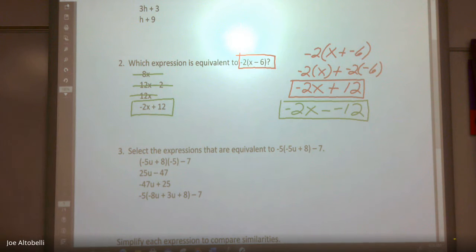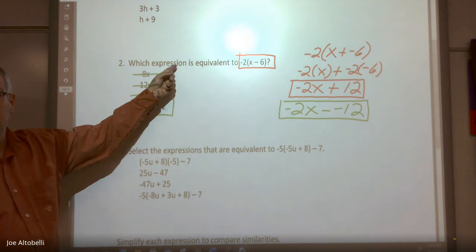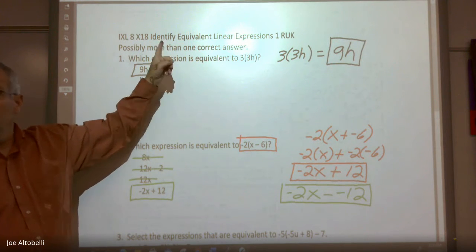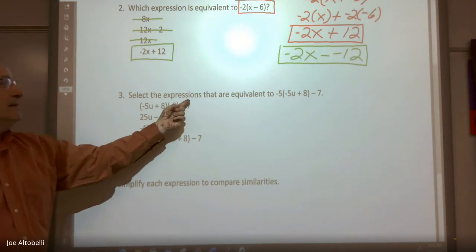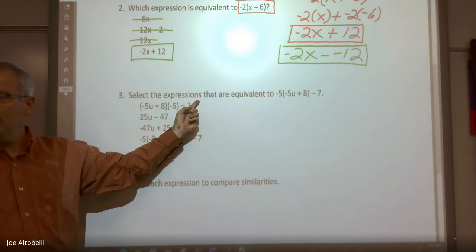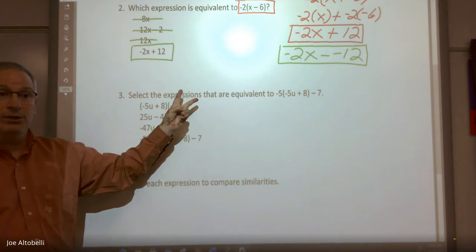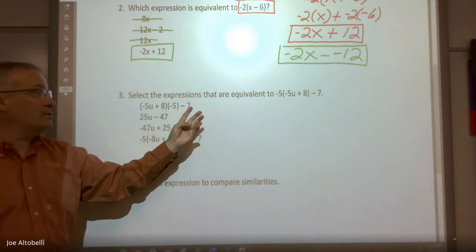Okay, now here's one thing to note as well. It says which expression? One answer. Look at number 3. Select the expressions. This is applying. There's going to be more than 1, 2, maybe 3, maybe all 4 of them. So what do you have to do?